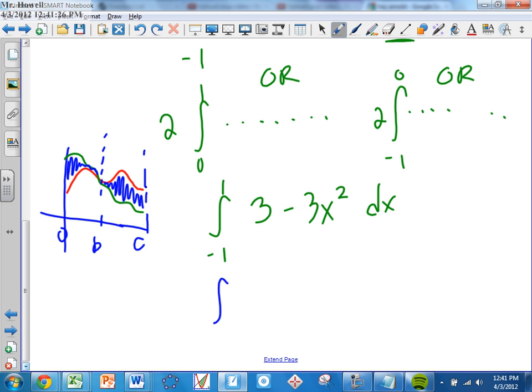If I integrate, I don't need the integral sign anymore.